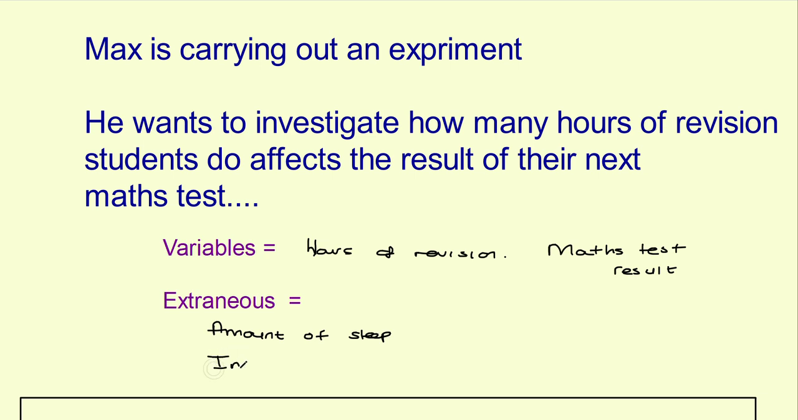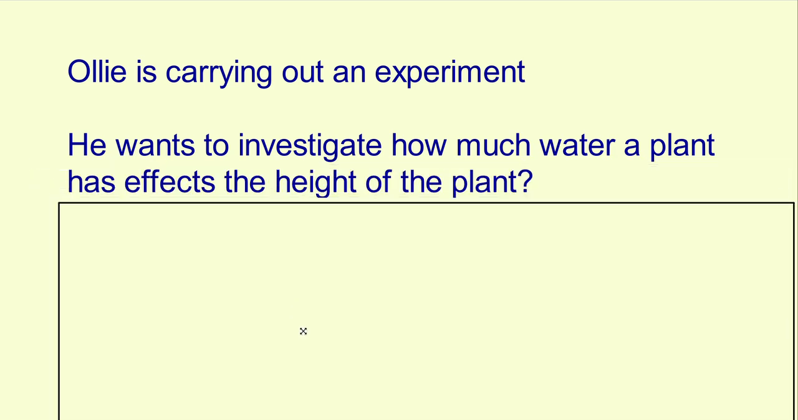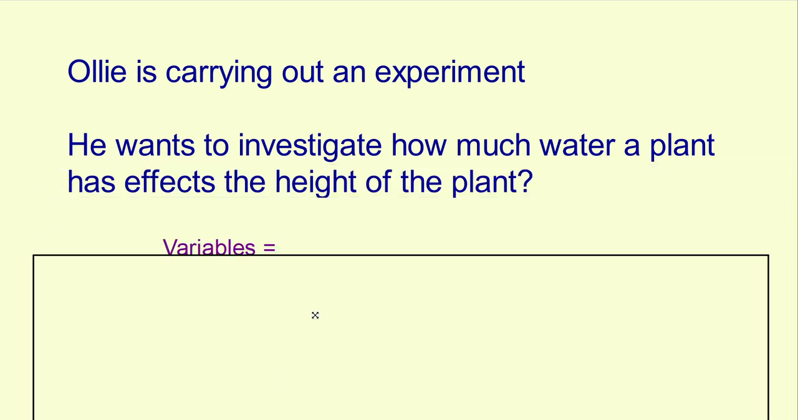Your intelligence. Higher level of intelligence, you may perform better. Okay, so have a think about these. These are the extraneous variables, the things we are not measuring. One more. Ollie's carrying out an experiment. He wants to investigate how much water a plant has affects the height of the plant.